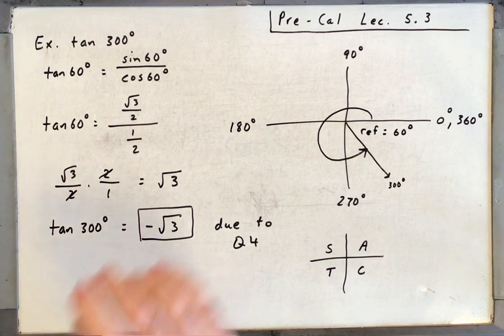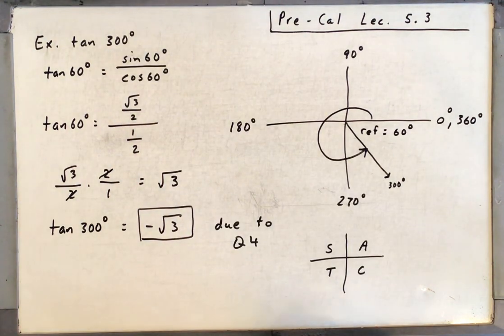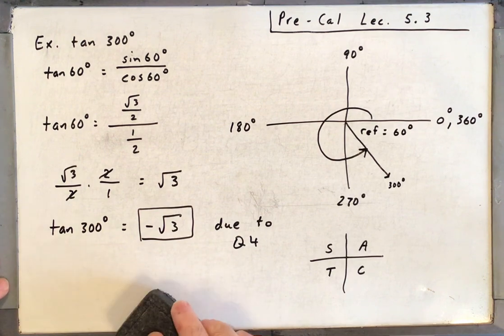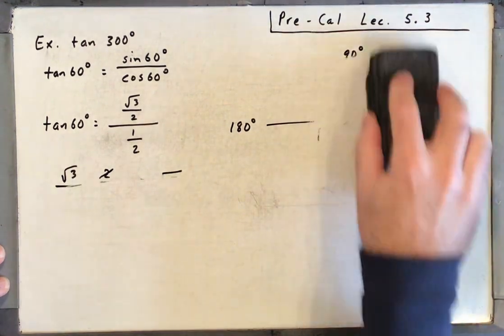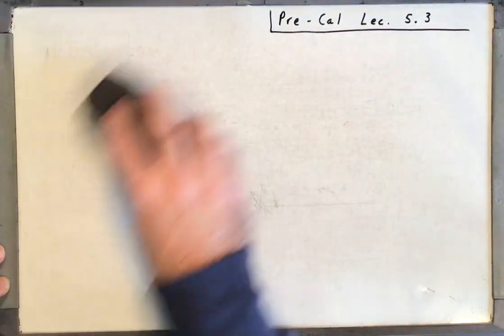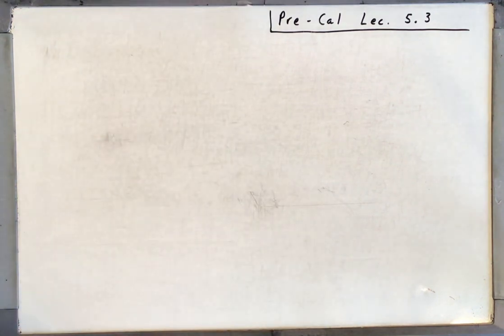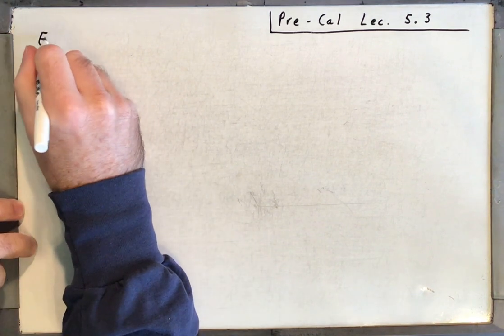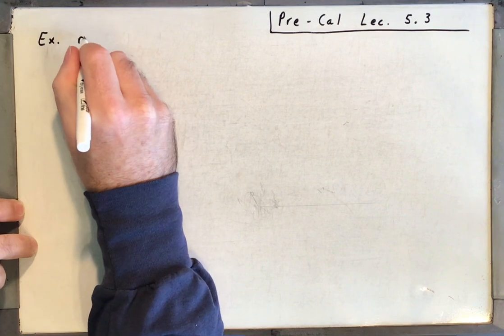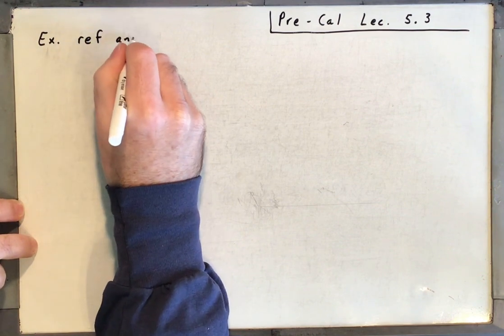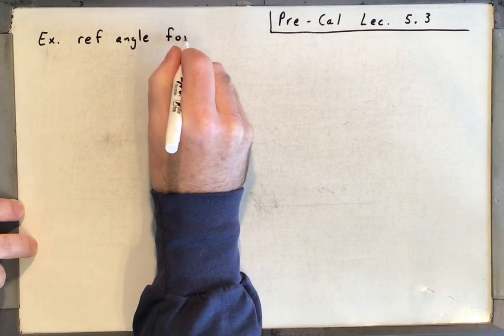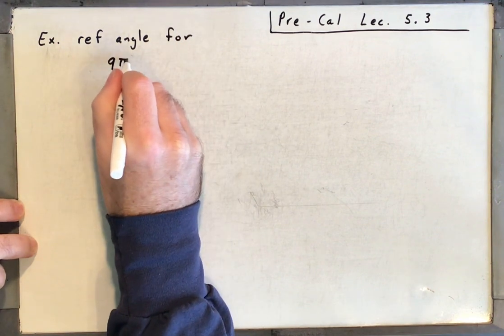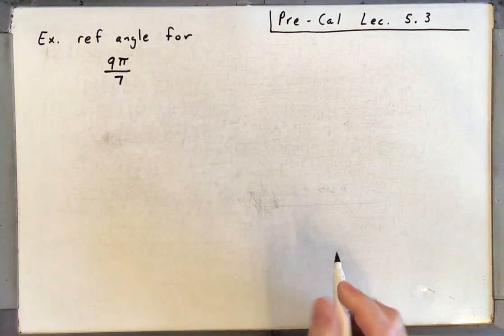All right, we're dealing with degrees now, but we also have to be dealing with radians. So our next example will involve that. So pause if you need to. All right, our example is find the reference angle for 9 pi over 7.